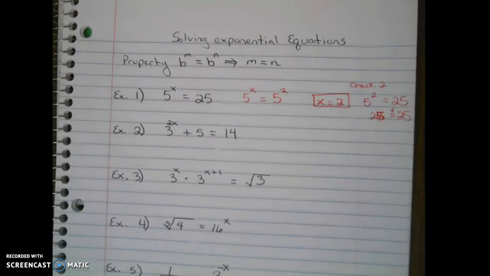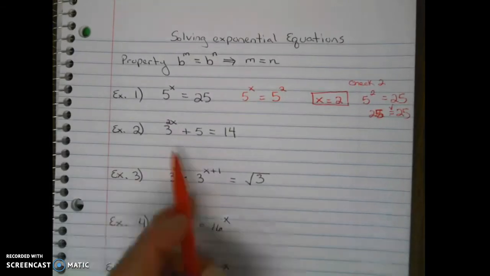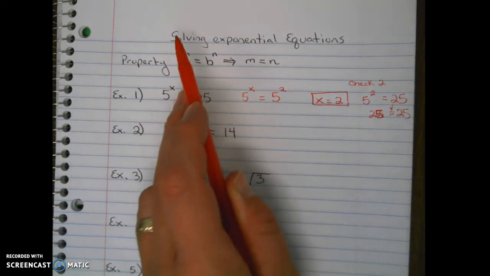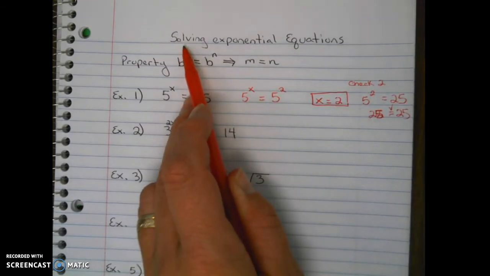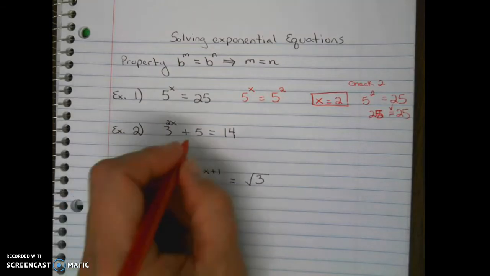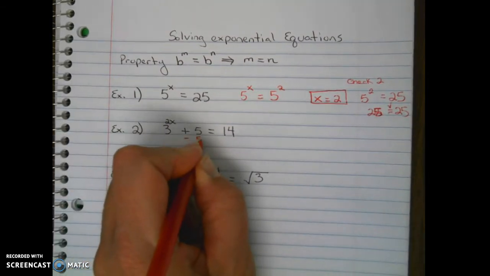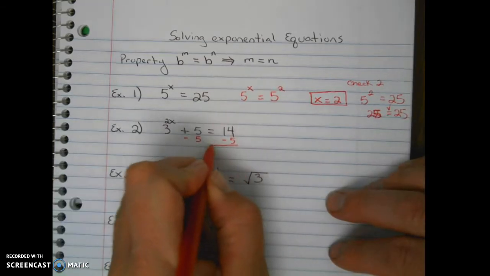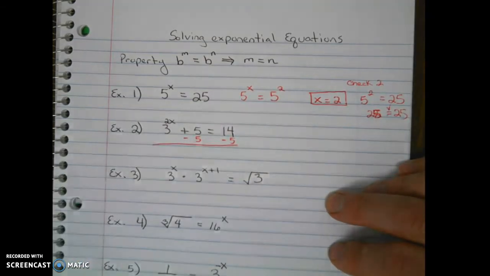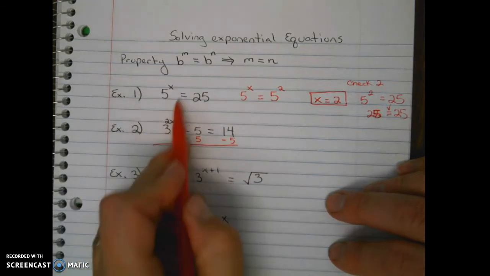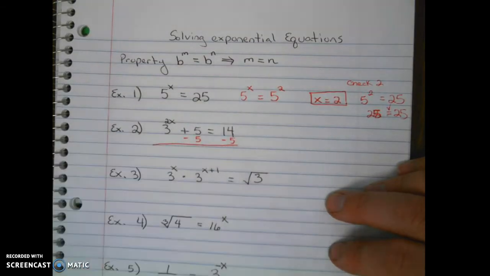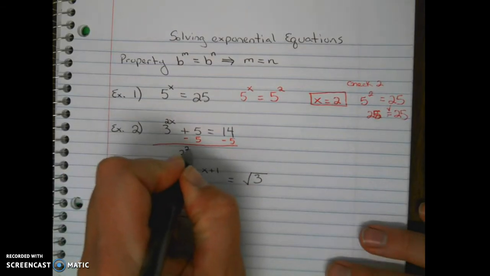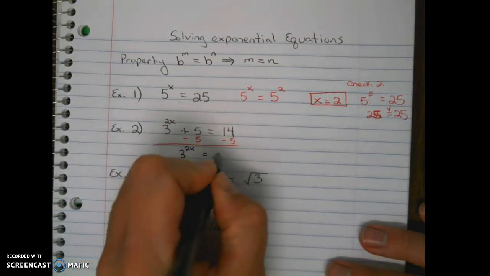Okay, let's look at example number 2. So again, when solving, I tell you guys we always undo GEM-DOS. So we undo adding and subtracting first. So in this case, before we even attempt to set the bases the same, we're going to go ahead and undo addition. We didn't have to do anything like that up here. So we end up with 3 to the 2x power equals 9.